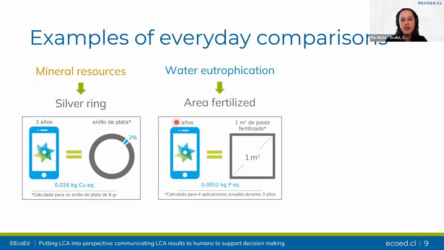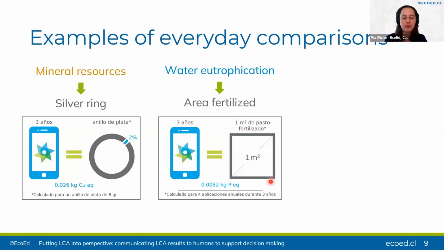For water eutrophication, we used area fertilized. So we used square meters of grass that was fertilized because people have lunch in parks and they know grass. So we thought, okay, 3 years of this phone is kind of equivalent to fertilizing 1 square meter of grass. And that's not a lot, right? And that's a way of also showing that the impact of the product is not that big, which is important when you want to make comparisons, when you want your client to understand the actual impact.